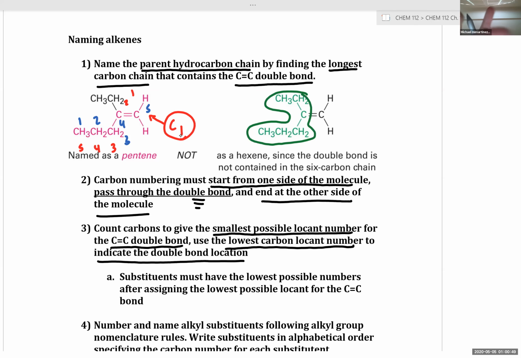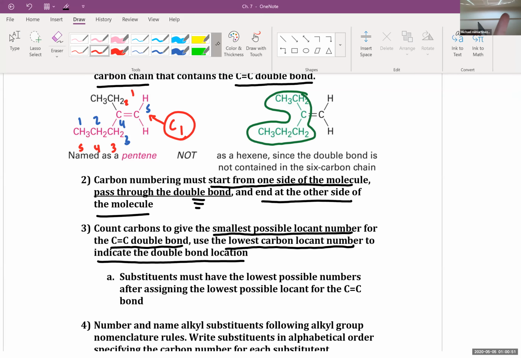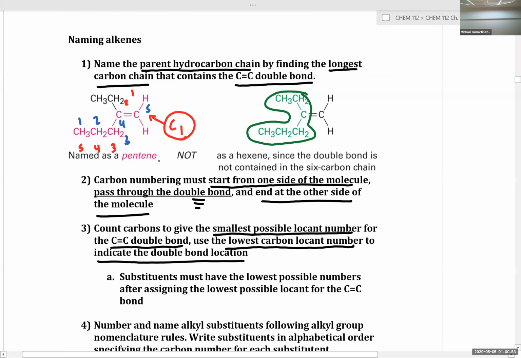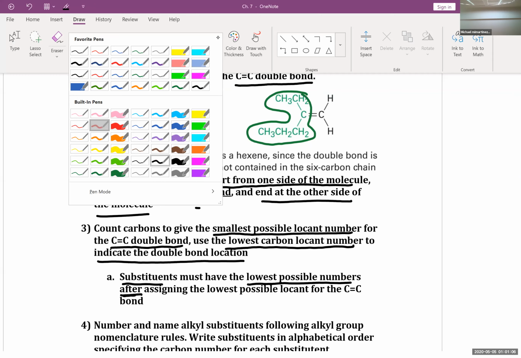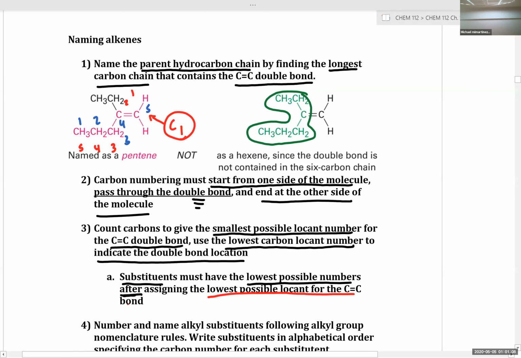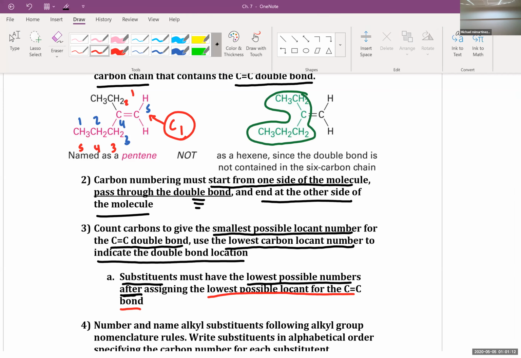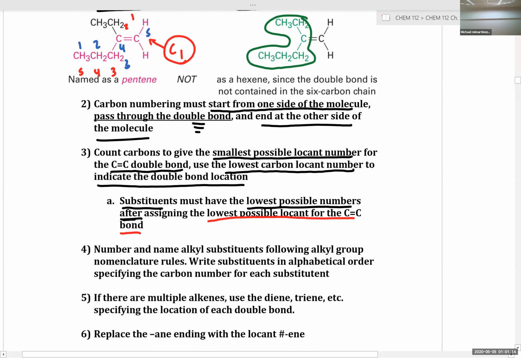Now, once you've dealt with the alkene, then you care about the substituents. The alkene takes priority. The substituents must have the lowest possible numbers after, and this is always important, assigning the lowest possible locant for the carbon-carbon double bond. Okay, let's keep going with this.